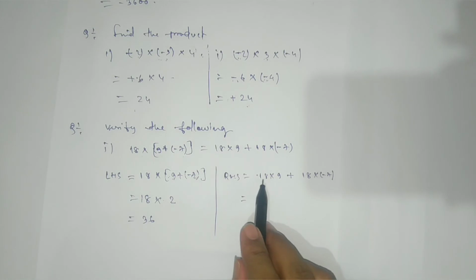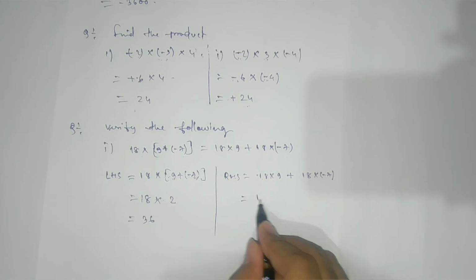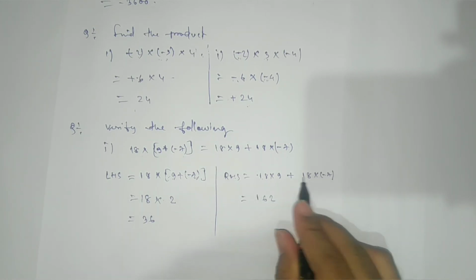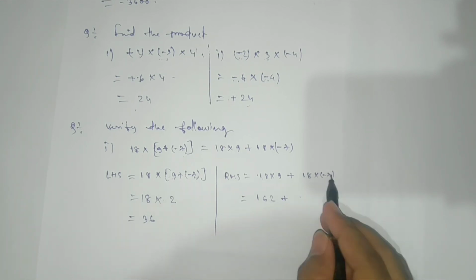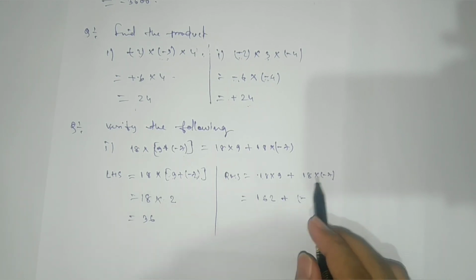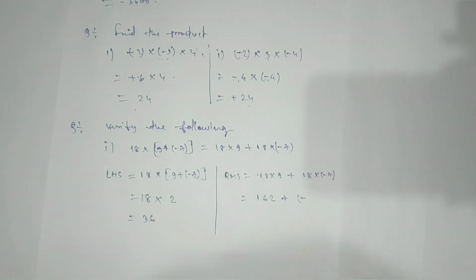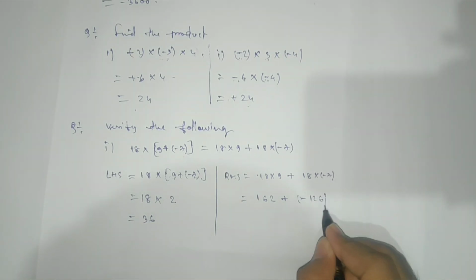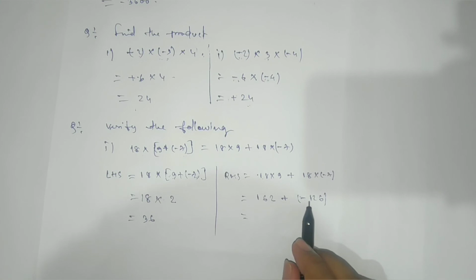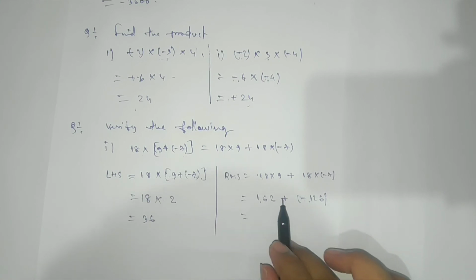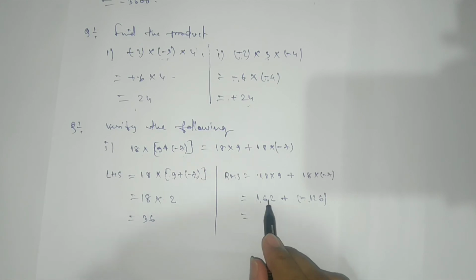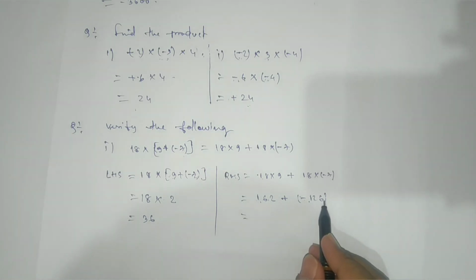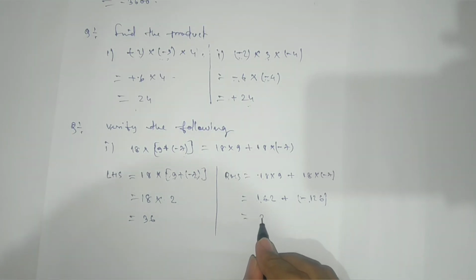So here 18 nines are 162, and plus here you can see the plus symbol, we will put the plus symbol and then plus minus gives minus. So 18 sevens are 126. Now you can see one is a negative symbol, one is positive, and we are doing the operation plus here, that means we will subtract. So 162 minus 126 will give you 36.